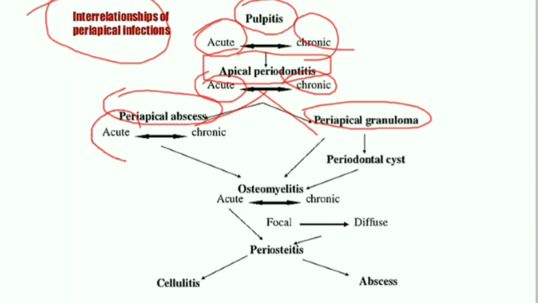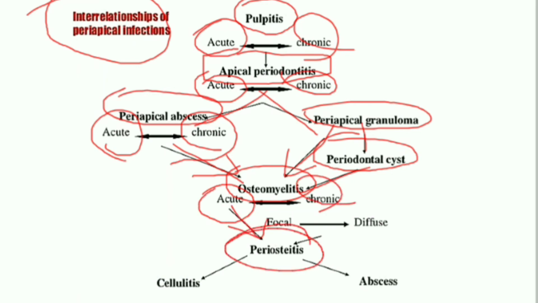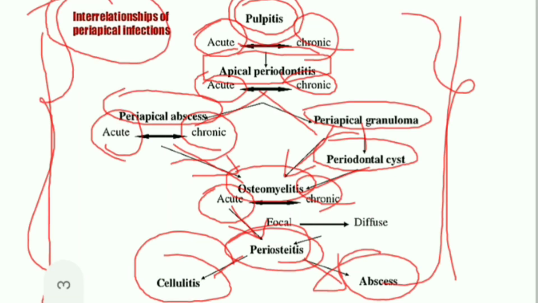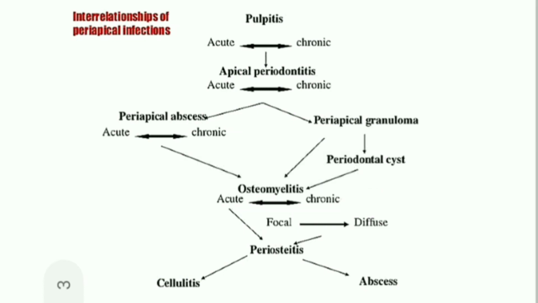The abscess can also be acute or chronic, and that is going to lead to osteomyelitis, and this periapical granuloma is eventually going to lead to osteomyelitis as well, or it gets converted into a periapical cyst and then leads to osteomyelitis. This osteomyelitis can be acute or chronic, which will lead to periostitis, and finally this periostitis either gets converted into abscess or gets converted into cellulitis. So you can have a clear look at this now. You can note it down or write it down anywhere so you can remember this.